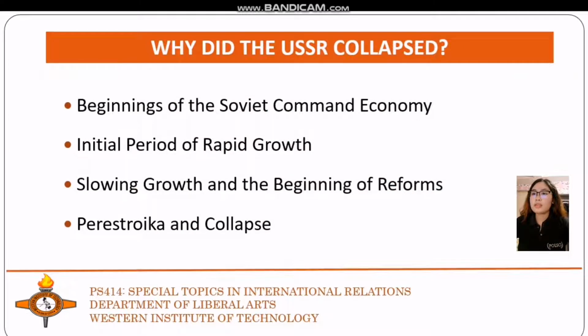Then following is, okay, we are on the highlight of this discussion. So why did the USSR collapse? So in the beginning of the Soviet command economy starting in 1924 with Joseph Stalin's rise to power, a command economy characterized by totalitarian control over political, social, and economic life would define the Soviet Union for most of the remaining 20th century.